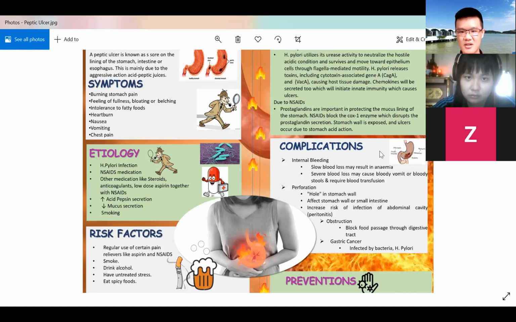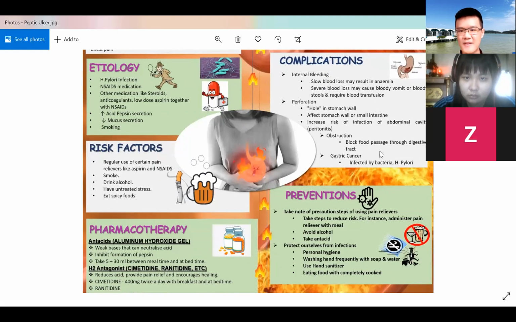And next is the perforation. That means a hole will be formed in the stomach wall, affecting the stomach wall as well as the small intestine. And this may also elevate the risk of infection inside the abdominal cavity, in other words, peritonitis. And obstruction in the GI tract or digestive tract may occur, and it may block the food passing through the digestive tract. And worse, it may cause gastric cancer.